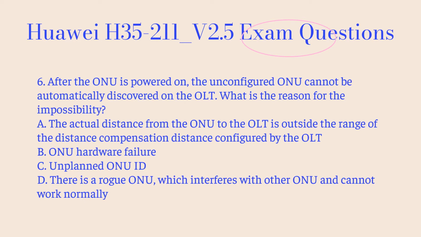6. After the ONU is powered on, the unconfigured ONU cannot be automatically discovered on the OLT. What is the reason for the impossibility? A. The actual distance from the ONU to the OLT is outside the range of the distance compensation distance configured by the OLT. B. ONU hardware failure. C. Unplanned ONU ID. D. There is a rogue ONU, which interferes with other ONUs and cannot work normally.